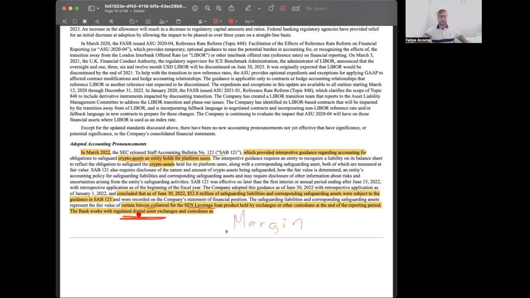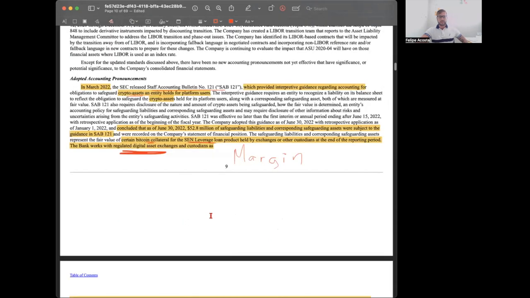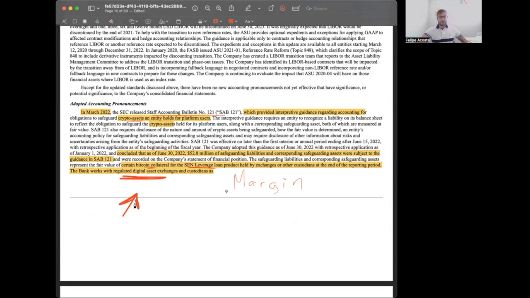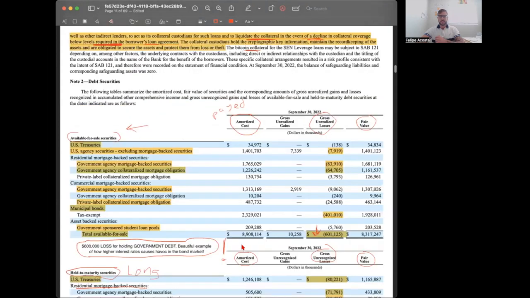I'm not quite sure what they mean by regulated digital asset exchange and custodians, because digital assets such as cryptocurrencies, I believe, are not regulated by the government. So that's the tricky situation about this bank. Since they are involved in digital assets, and digital assets are not regulated by the government, FDIC cannot cover losses when it comes to digital assets such as Bitcoin. And this company seems to have some sort of involvement in lending for purchases of Bitcoin and using Bitcoin as collateral. So there's margin involved here, and margin is dangerous because it's borrowed money, right?